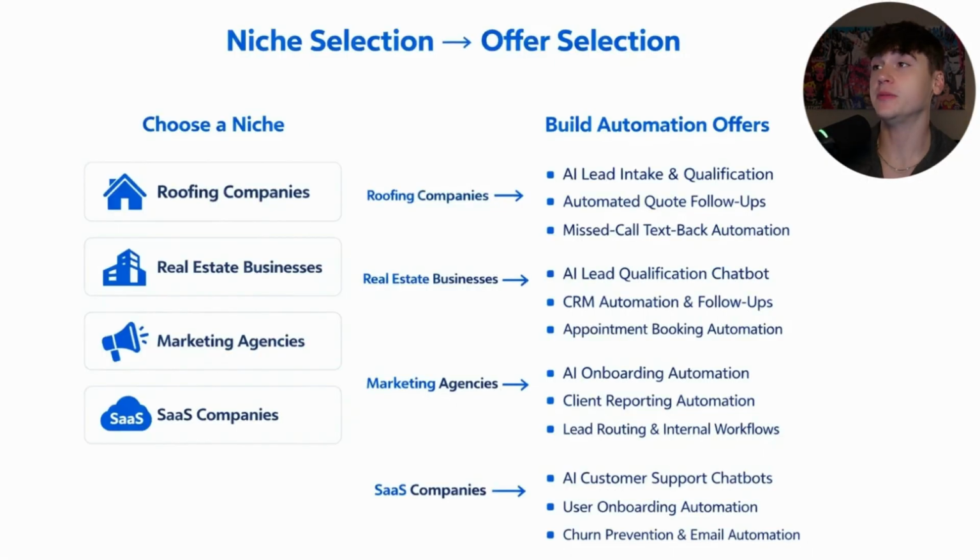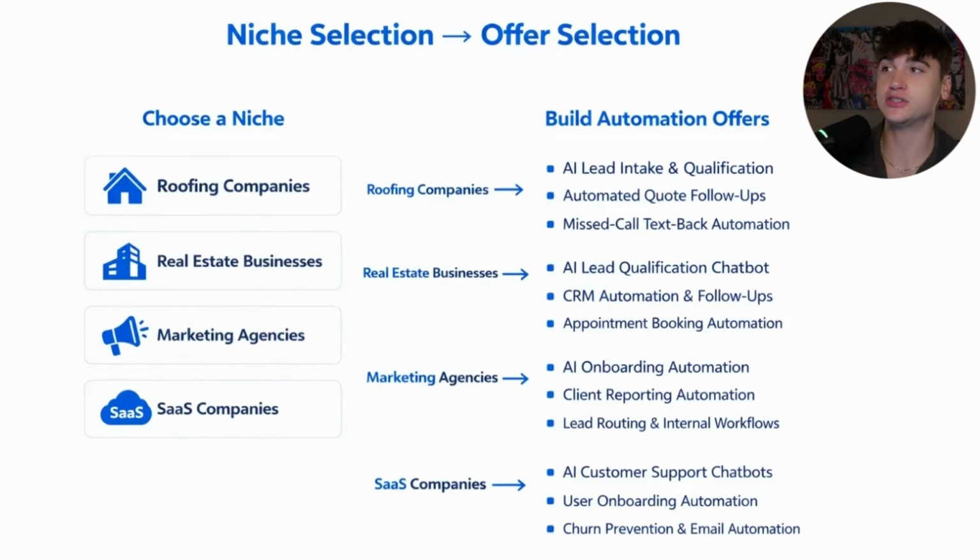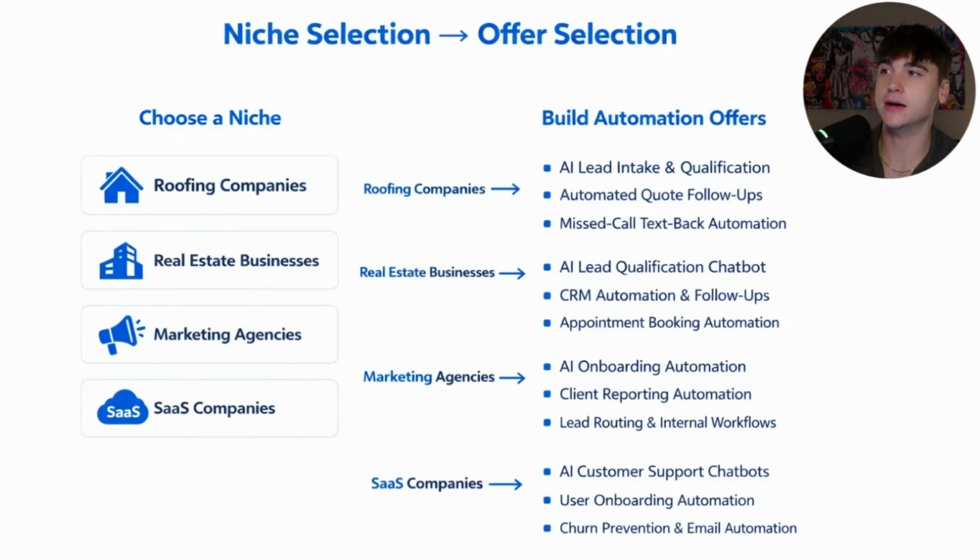So, first off, is going to be niche selection. This is going to be the most important place to start because your entire business model and how you carry yourself and how you sell yourself online is going to be dependent on your niche. Of course, different niches are going to require different messaging. So here's a few different niche examples. So we have roofing companies, real estate companies, marketing agencies, and SaaS companies.